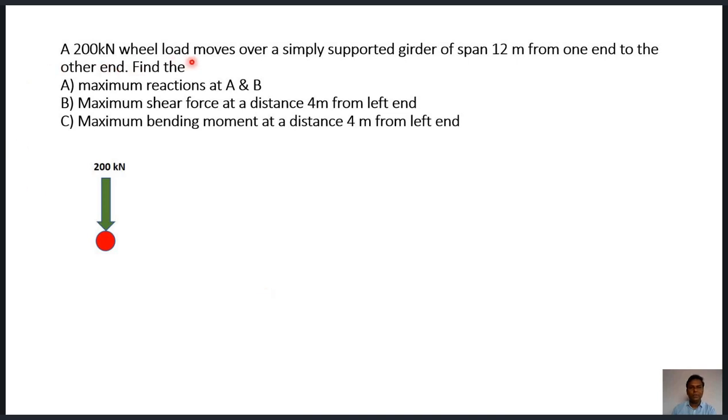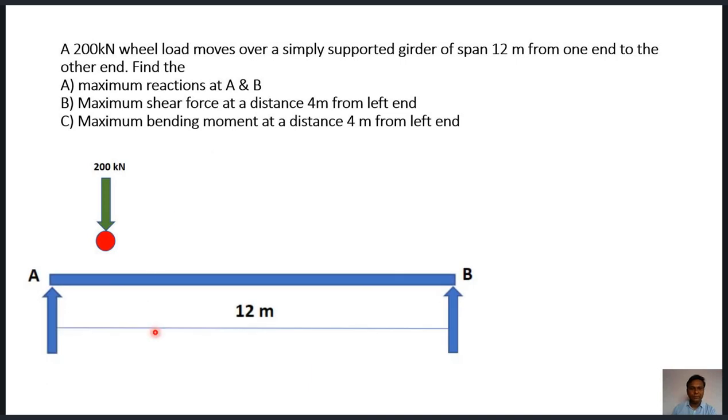A 200 kilonewton wheel load moves over a simply supported girder of span 12 meter from one end to the other end. Find A, maximum reactions at A and B; B, maximum shear force at a distance 4 meter from the left end; and C, maximum bending moment at a distance 4 meter from the left end.